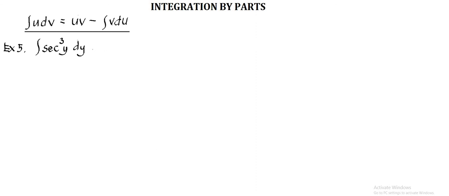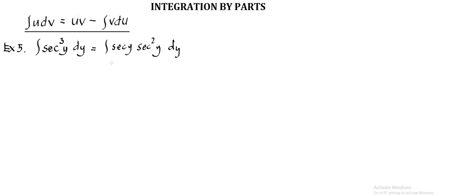Ngayon, yung integral na ito ay equal din ito sa integral of secant of y times secant squared of y dy. So, yung odd power of secant, ginawa nating product ng dalawang function, parehas na trigonometric. Secant y, secant squared y dy.